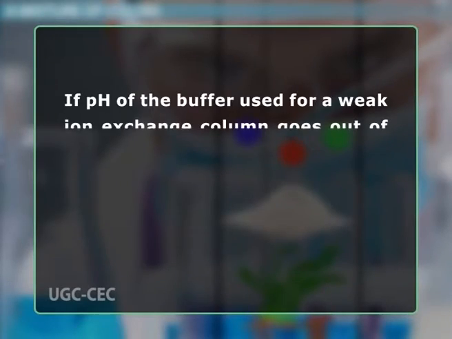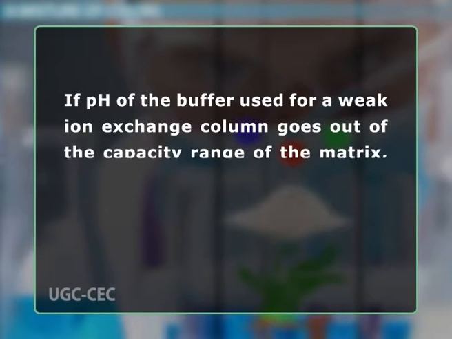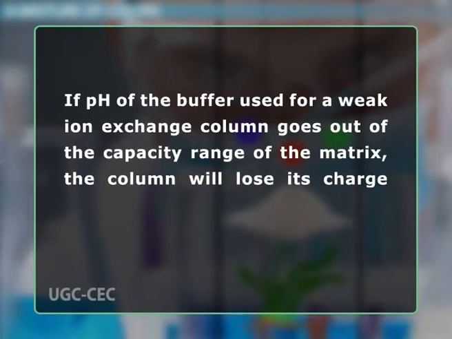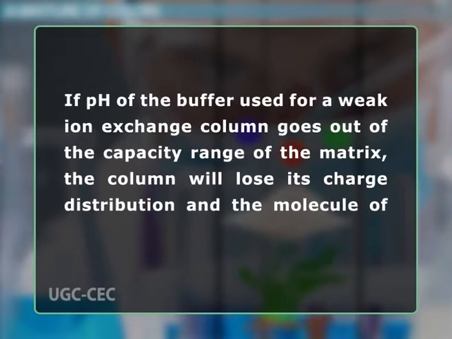A strong ion exchanger will not lose the charge on its matrix once the column is equilibrated, and so a wide range of pH buffers can be used. On the other hand, weak ion exchangers have a range of pH values in which they will maintain their charge. If the pH of the buffer used for a weak ion exchange column goes out of the capacity range of the matrix, the column will lose its charge distribution and the molecule of interest may be lost.